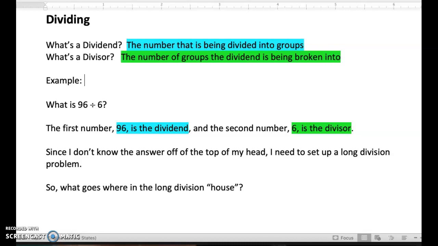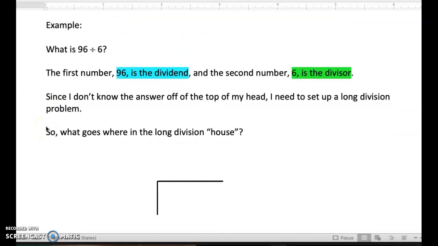Then, what's a divisor? Well, a divisor is the number of groups that the dividend is being broken into. So how many groups do we want to put our big dividend into? We want to put it into 3 groups or 4 groups or 10 groups. So let's take a look at this example. This example says, what is 96 divided by 6? The first number, 96, is what we're starting with. That's the dividend. That's the number that we need to break into groups. And the second number, 6, is the divisor, which is how many groups we're going to break 96 into.